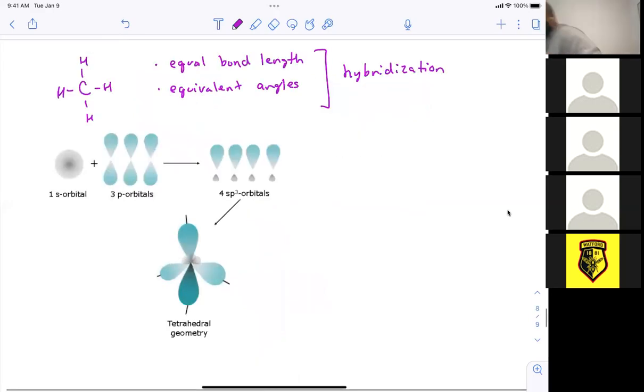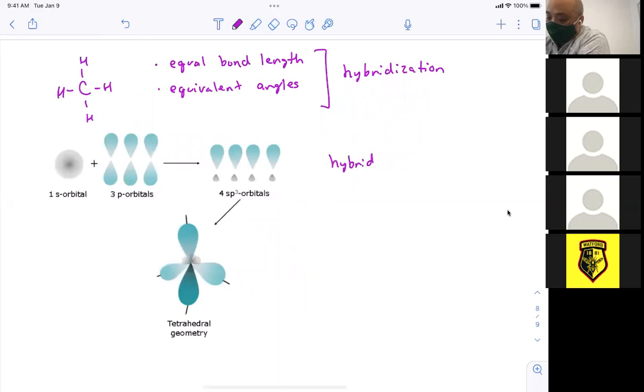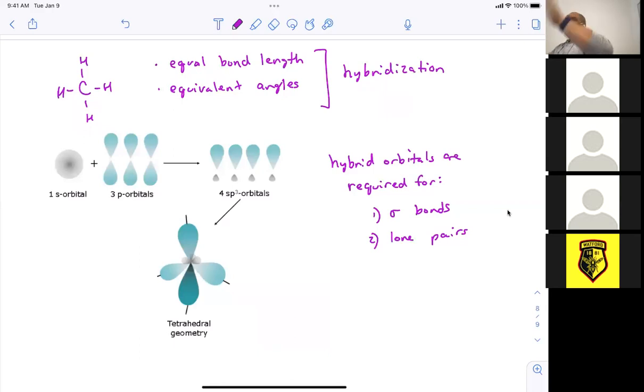The hybrid orbitals are required for 1, sigma bonds, and 2, lone pairs. Pi bonds do not require hybrid orbitals. They actually use unhybridized p orbitals. So you do not count them in the hybridization of a structure.